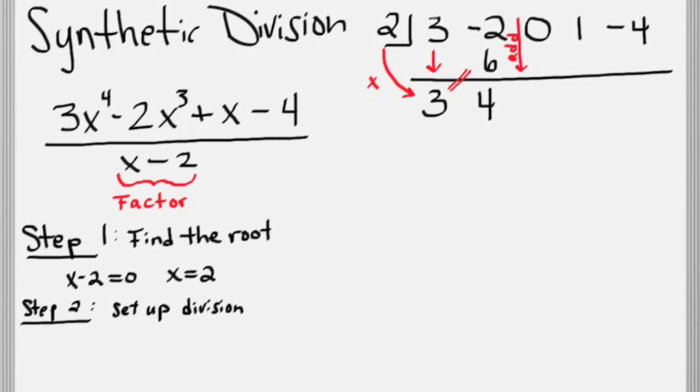And I'm going to repeat this process, taking my 2 and multiplying times 4, putting it up here, adding, then taking 2, multiplying, putting it up here, adding, and I'm going to continue that process until I get down to the end and I've used all my values. So this is what it looks like.